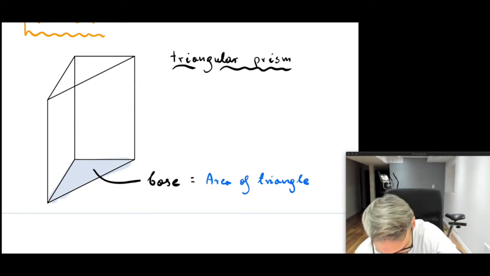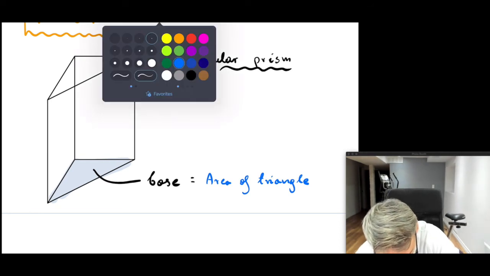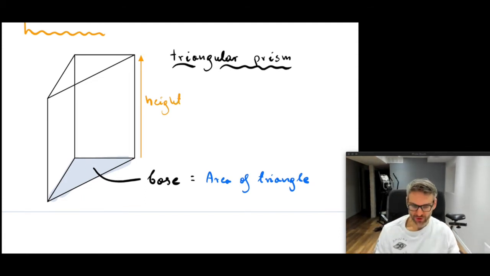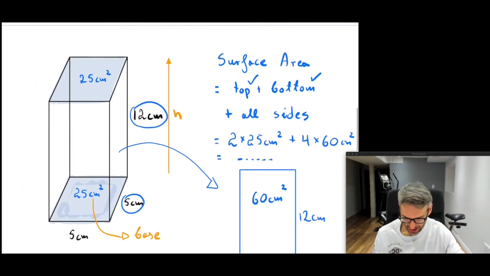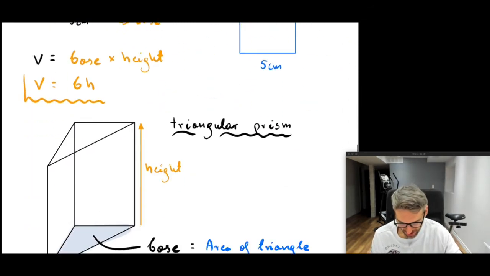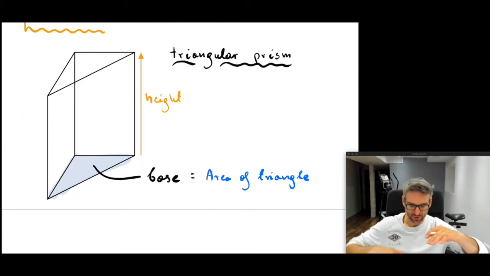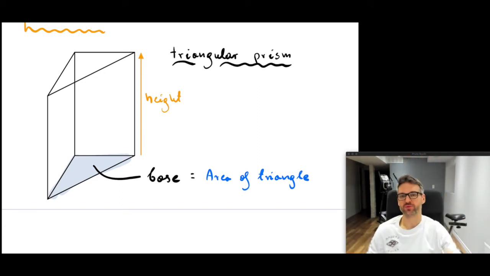And then you will have a height here. So this is the height, going up. So this is your height to get it. It's exactly the same as this, except our base has now changed. It kind of looks like this, right? And we want to have the base as our triangle, and then we just extend it up. So this is a triangular prism.